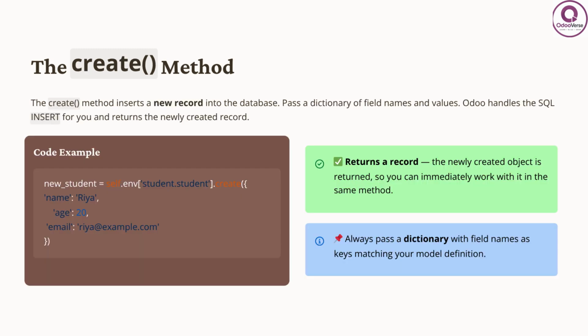Now, let's understand the create method. Create is used to insert new records into the database. We pass a dictionary containing field names and values, for example, name, age, and email. Odoo automatically generates the SQL insert query internally. And the best part, create returns the newly created record immediately, so we can continue working with it.